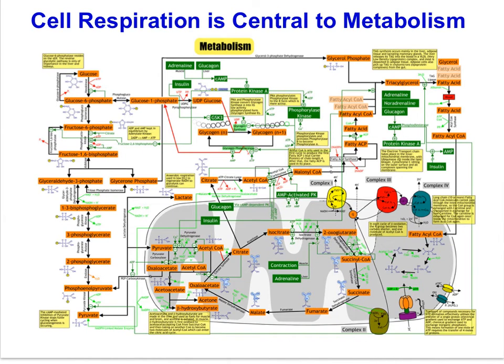Cell respiration is central to the metabolism of a cell. This diagram displays hundreds of metabolic pathways that occur in a cell, and this is just a fraction of them all. You can see the outline of the mitochondrion here. The role of the mitochondrion as an organelle that transforms energy is vital to life.